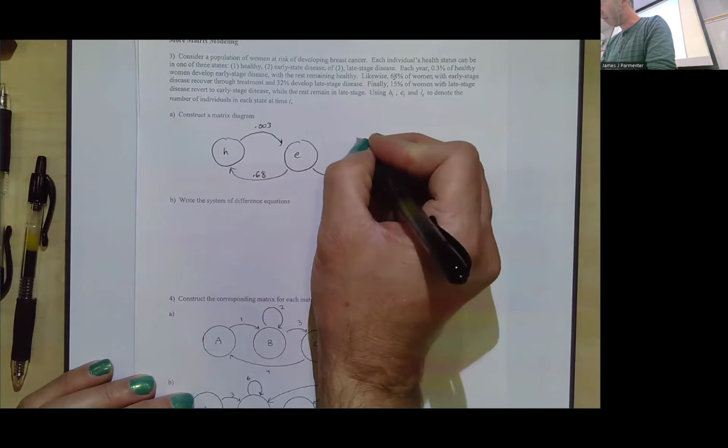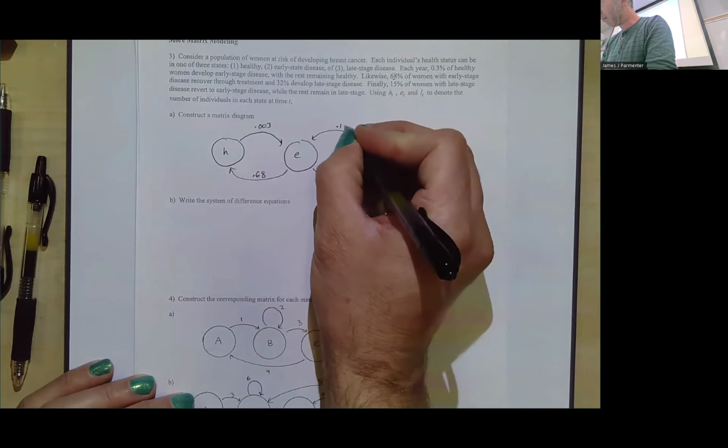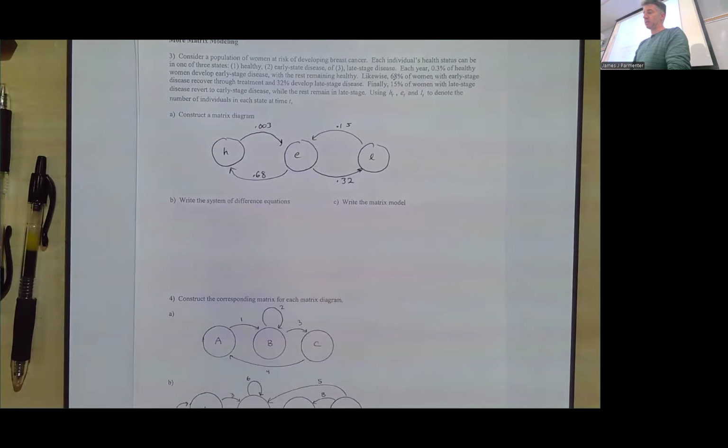So we have, with the rest remaining in late stage. And if you look at my diagram right now, it's not correct. I've missed two very important things. And it's a little easier to contextualize if you think about the fact that emanating from any one of these three circles that represent women having some form of disease, 100% should be going somewhere.